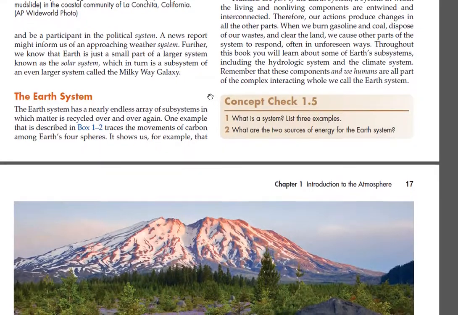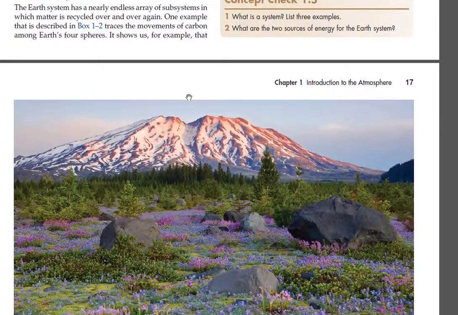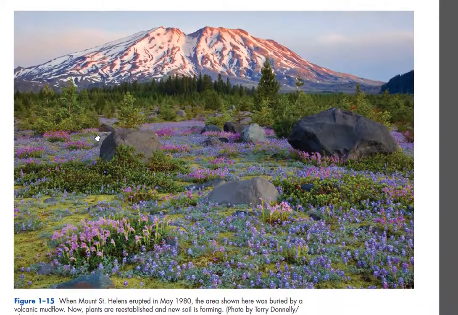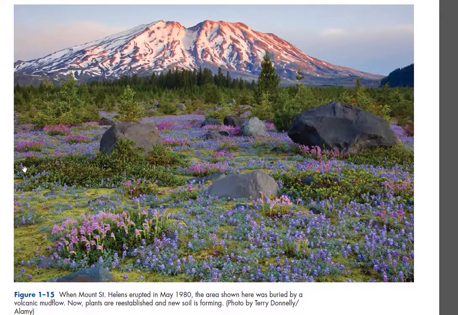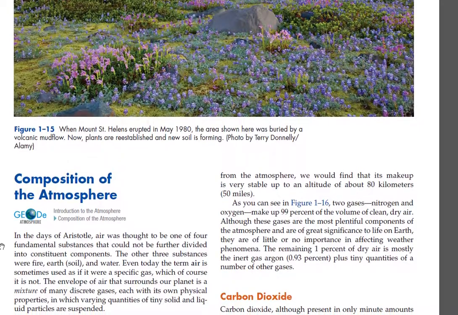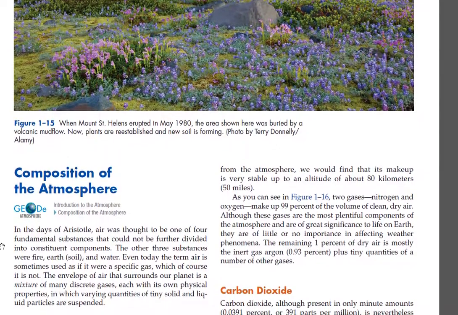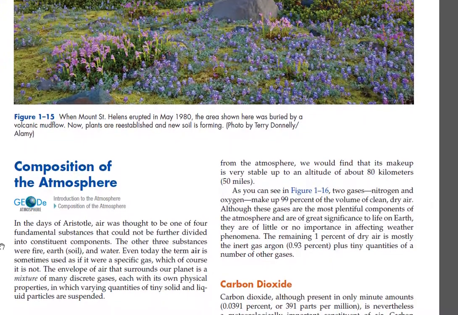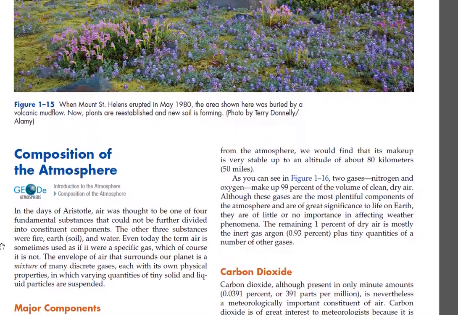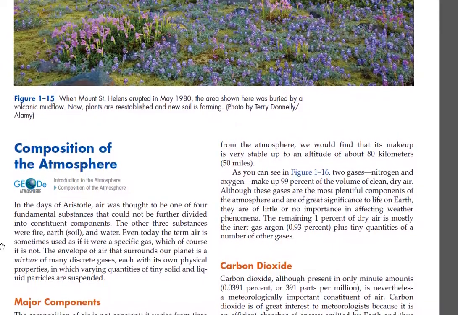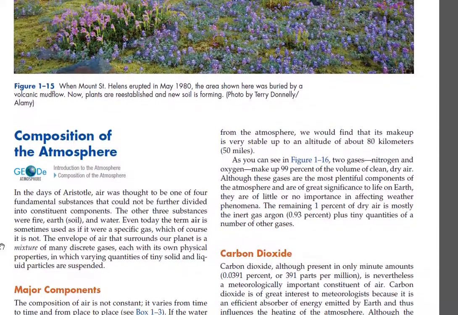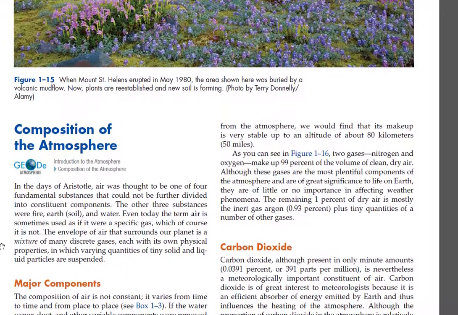Composition of the atmosphere. In the days of Aristotle, air was thought to be one of four fundamental substances that could not be further divided into constituent components. The other three substances were fire, earth, and water. Even today the term air is sometimes used as if it were a specific gas, which of course it is not. The envelope of air that surrounds our planet is a mixture of many discrete gases, each with its own physical properties, in which varying quantities of tiny solid and liquid particles are suspended.